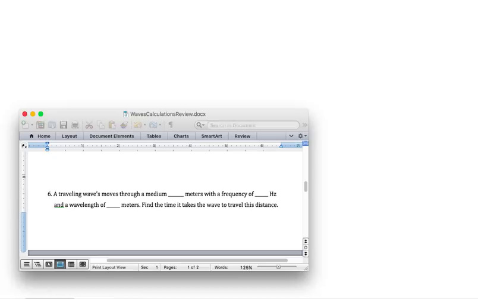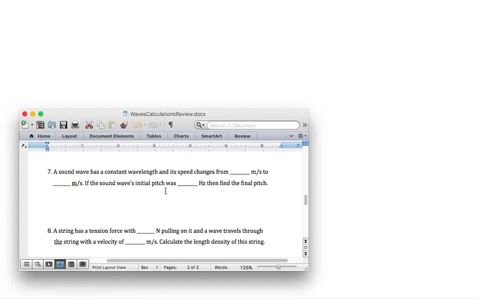All right, the next one we're going to do is number 7. A sound wave has a constant wavelength. So this is just like number 3, it's just a little bit different. And its speed changes from, let's say that it slows down this time. Let's say the speed changes from 10 meters per second to 6 meters per second. So it changes from 10 meters per second. That means its initial speed is larger than its final speed if it's slowing down.